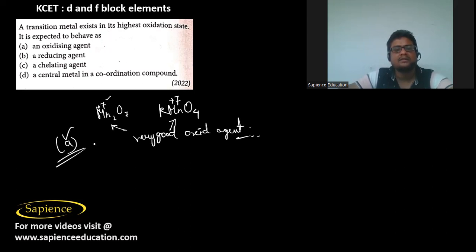Then here it is told a transition metal exists in its highest oxidation state. It is expected to, it will obviously behave as an oxidizing agent. Like manganese, in Mn2O7, or in the case of KMnO4, here Mn is in the +7 oxidation state, which is the highest oxidation state. So it will behave as a very good oxidizing agent. So option A is the correct answer.